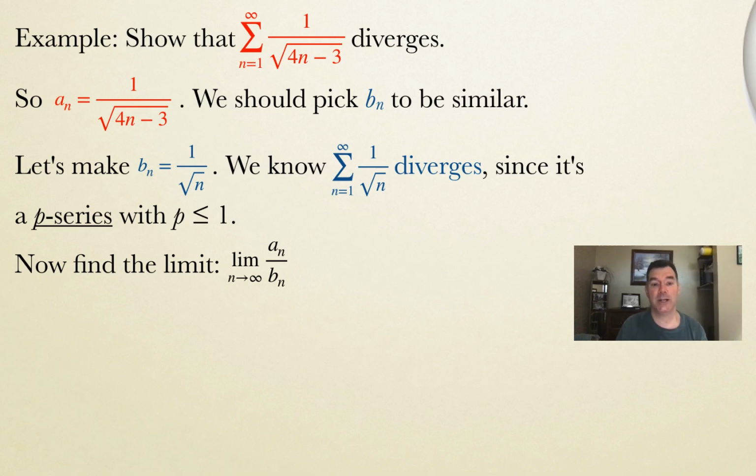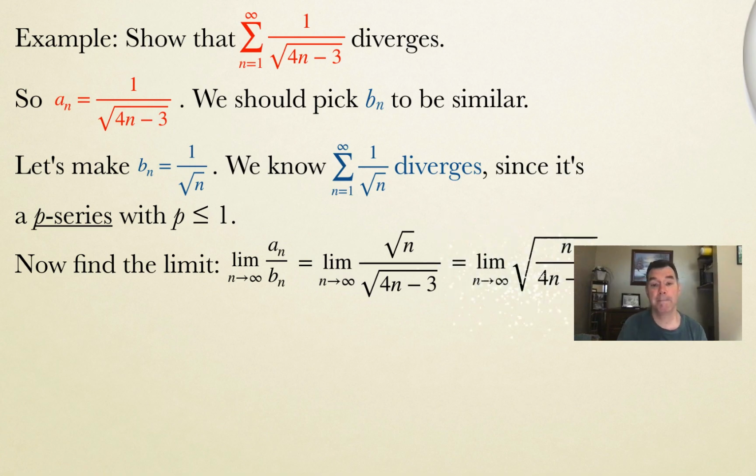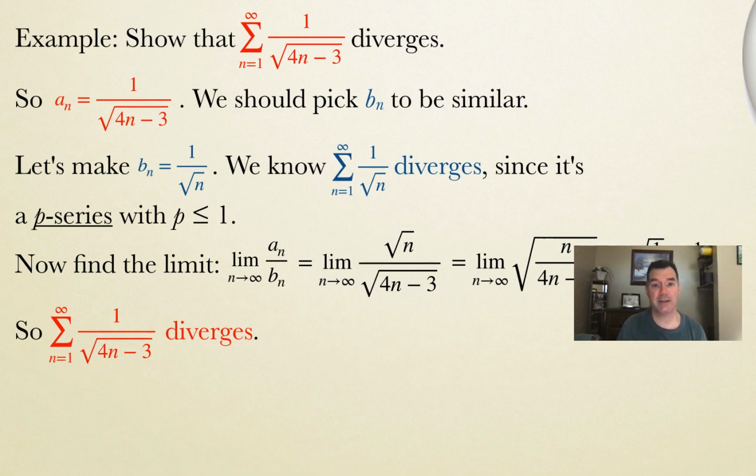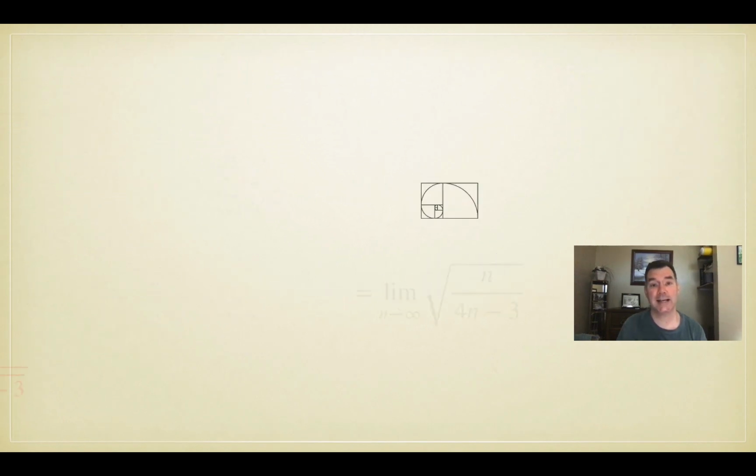So let's find the ratio of the nth term of the series I was given to the nth term of the series that I'm comparing it to. And if I do that, it simplifies to be root n over root 4n minus 3. I can write that as a single square root. And then as n goes to infinity, that's going to approach the square root of 1/4, which is 1/2. That's a constant, and it is greater than 0. So what that means is what one series does, the other series does as well. Since I know that the series of 1 over root n diverges, then the series I was given diverges as well. So that's the limit comparison test.